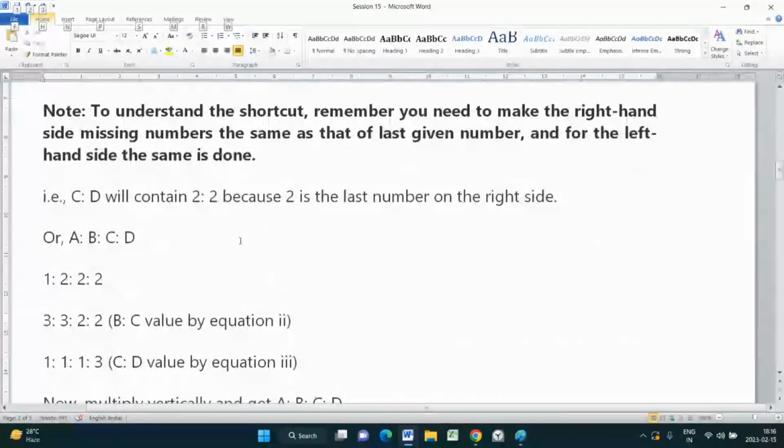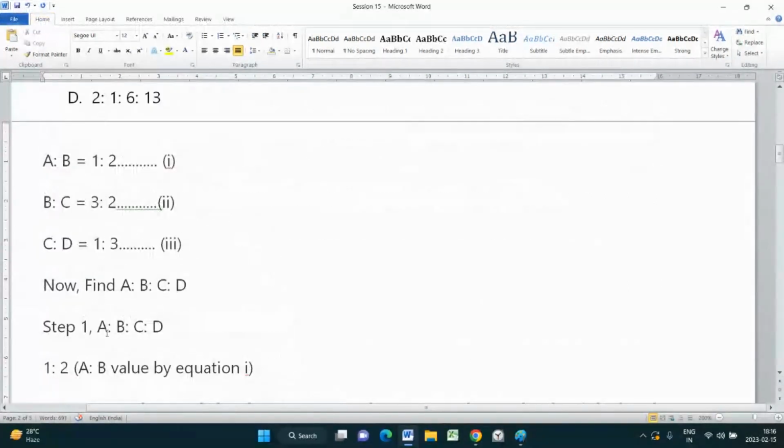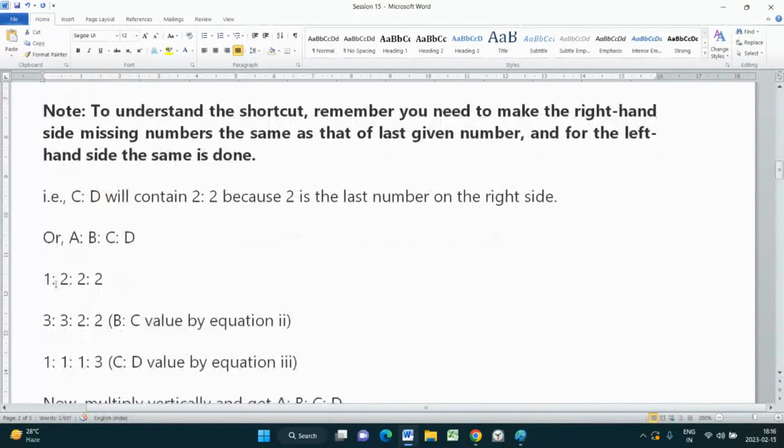Agreed? Now A is to B is to C is to D. First statement A is to B is 1:2. And from this statement we are saying 2:2.